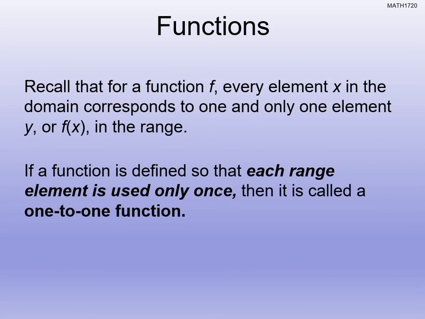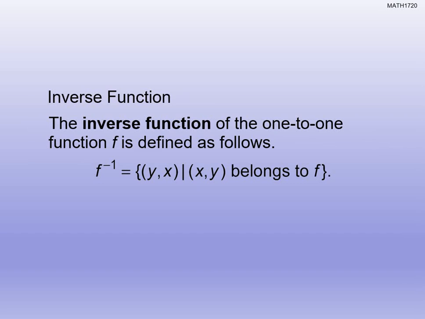So, if a function is defined so that each range element is used only once, that's really what that means. If x is 2, y can't be -2 and +2 at the same time, or -3 and +3 at the same time. We just can't have that. So we want them to be one-to-one. For every one x, there's only one y output. If a function is one-to-one, it has an inverse function.